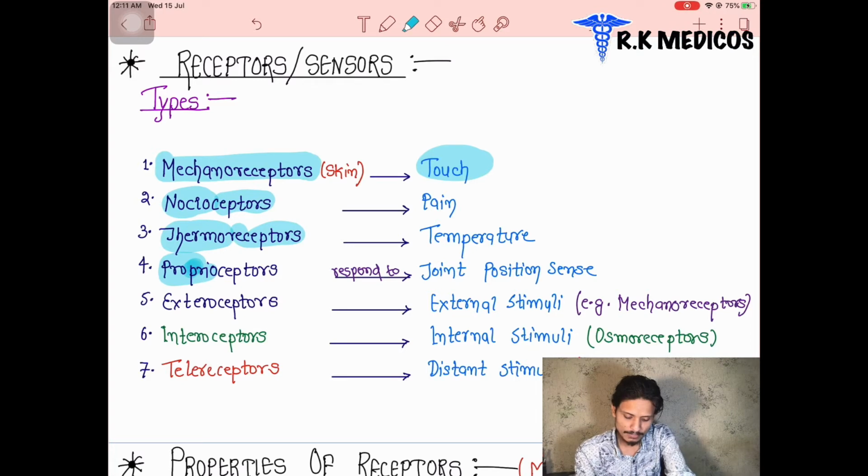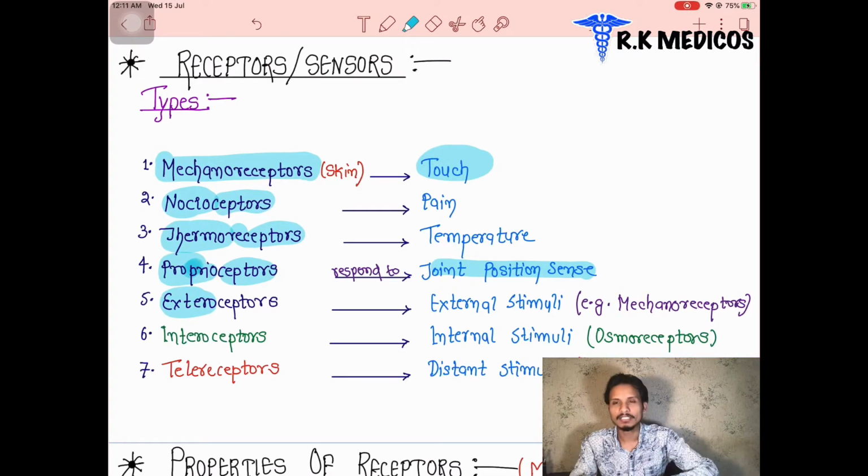Proprioception responds when the joint position changes, or when any type of change in our joints is happening. Or the exteroreceptors: what are the receptors located outside? That is exteroreceptors. What are the enteroreceptors? The receptors located internally, in the internal structures of our body.